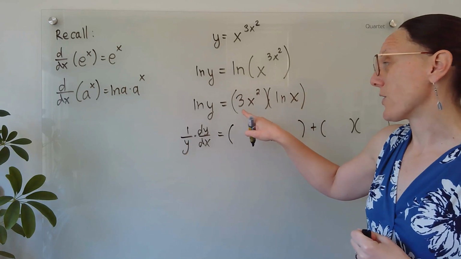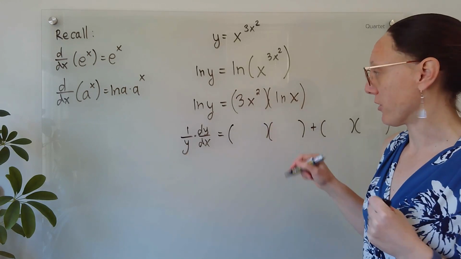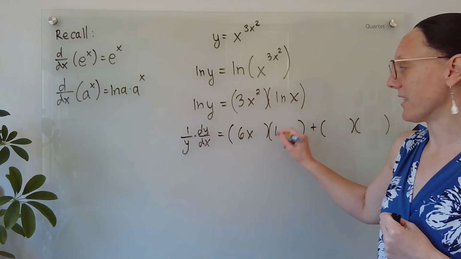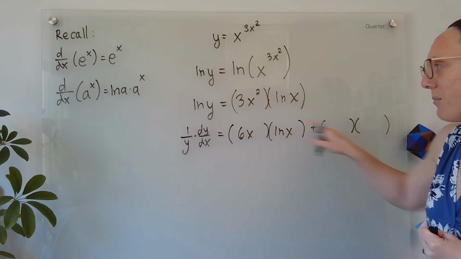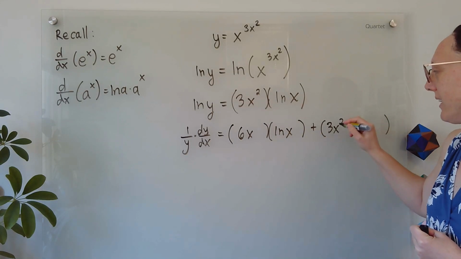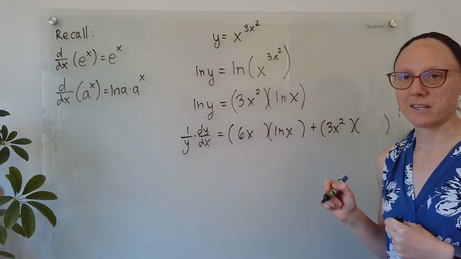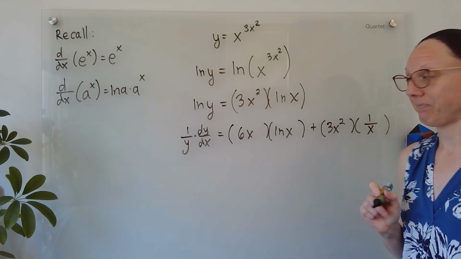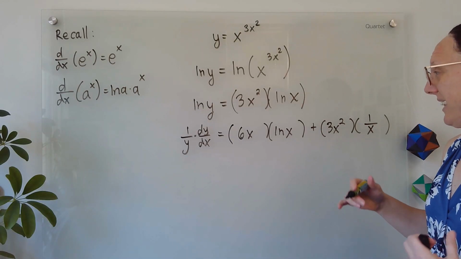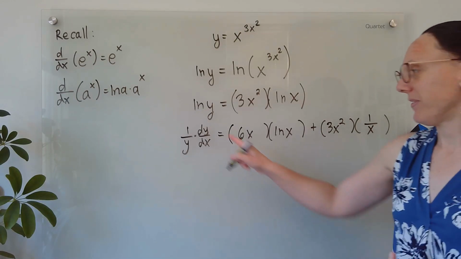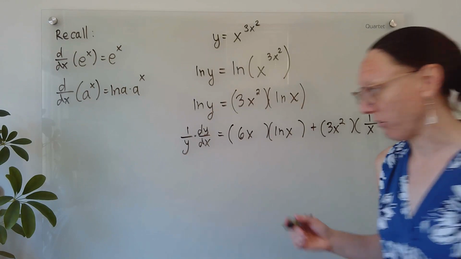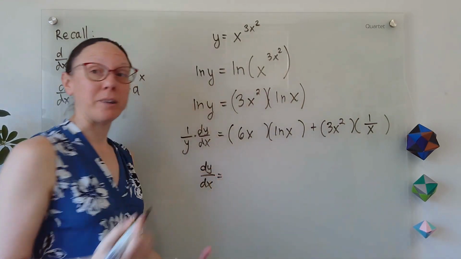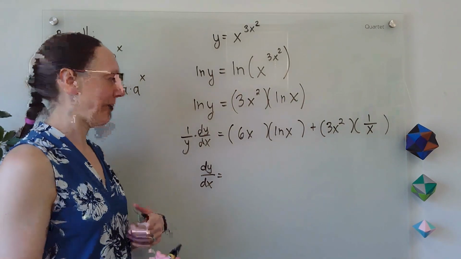On my product rule, I'm going to start by taking the derivative of the first piece. So the derivative of 3x squared is 6x times, we'll leave the second piece alone, plus, I'm going to leave the first piece alone, times the derivative of that second piece. And the derivative of natural log of x is 1 over x. The only thing I have to do now is to get that dy dx part by itself. And I'm going to do that by multiplying both sides by y.